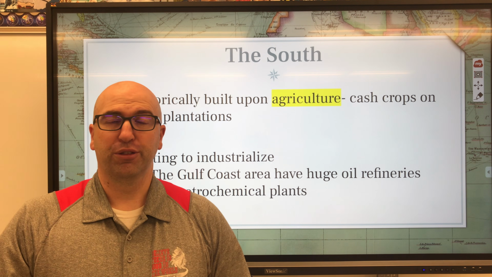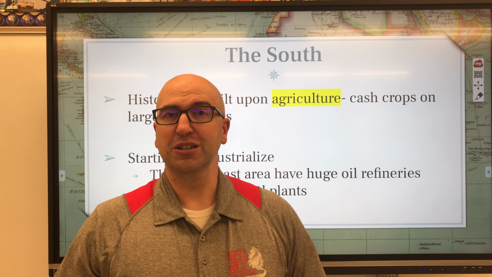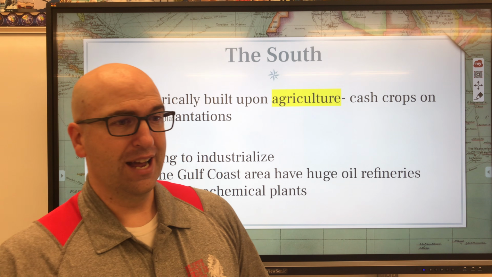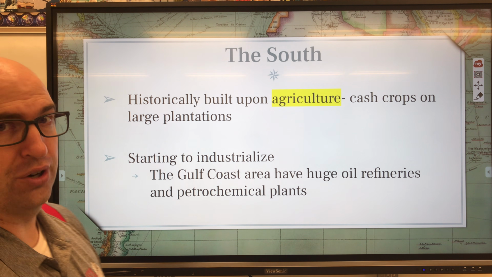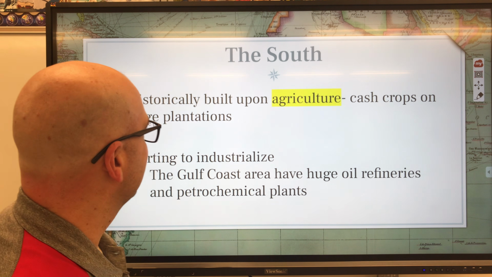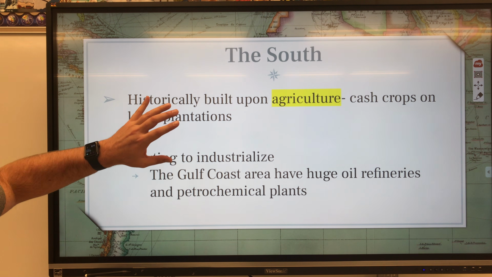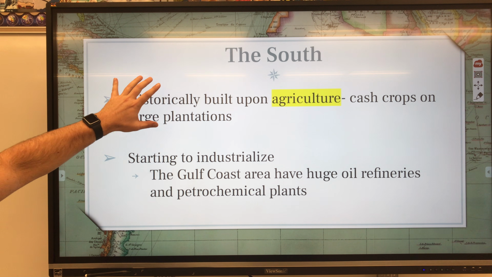Let's look at the South. So the South's main industry has always been agriculture, and especially cash crops. Some of our original cash crops were cotton and tobacco in the South, but cash crops on big plantations is historically what the South was built on.